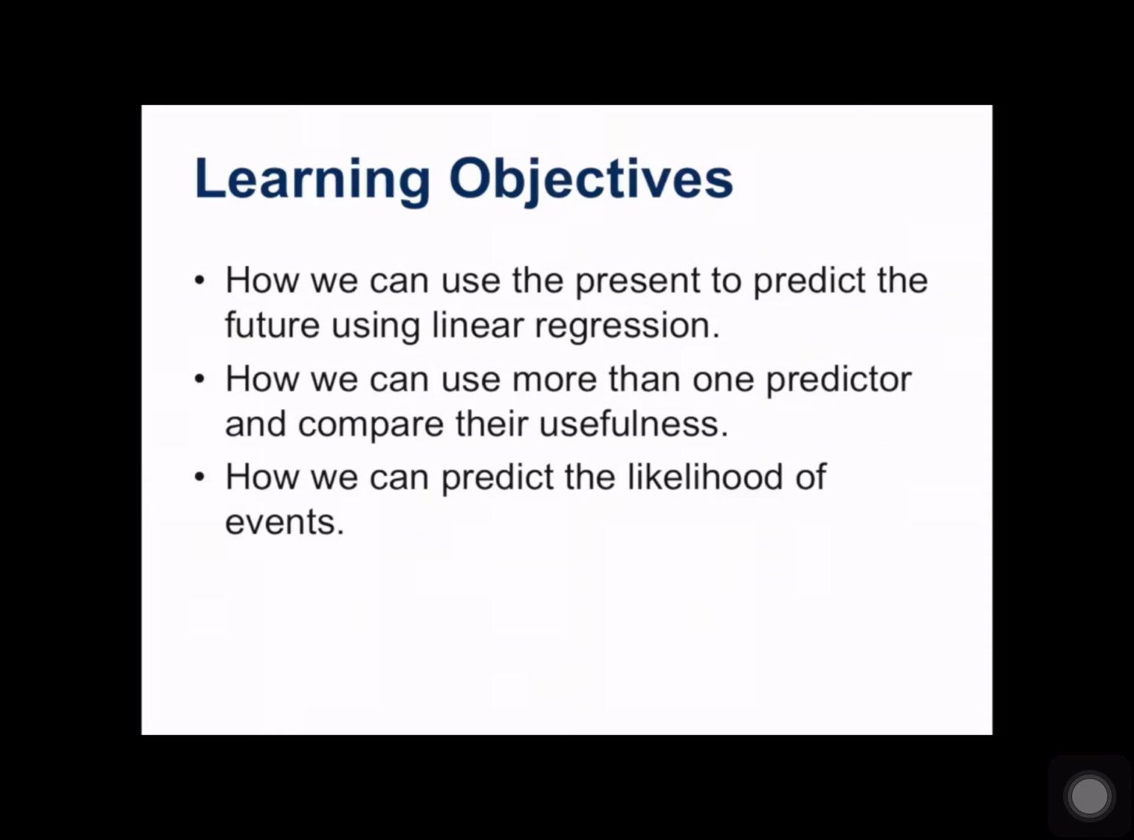In fact, this is the first technique that actually produces a model that allows us to anticipate or evaluate the possibility of values that are outside of our actual sample that may be present in the population. We'll explore how we can use this with more than one predictor and with a single predictor and compare their usefulness for us to make decisions. We'll also be looking at a different method to help us predict the likelihood of different events.